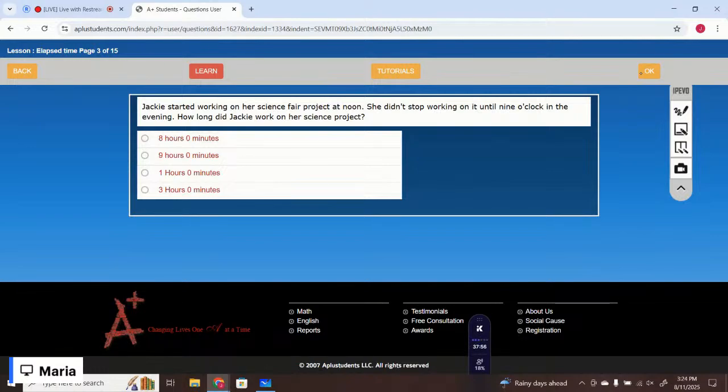Jackie started working on her science fair project at noon. She didn't stop working on it until 9 o'clock in the evening. How long did Jackie work on her science project? So, which is the correct option?